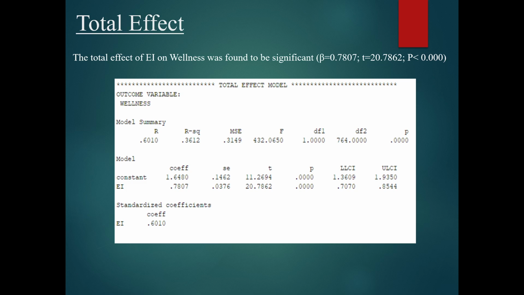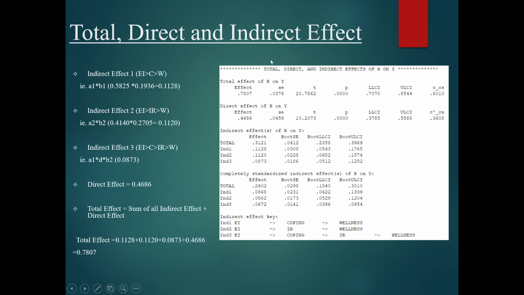So now once we have found this relationship is significant, only then are we supposed to proceed further. If this effect is found to be insignificant, then we have to stop the further process. So our software also gives us the total effect, direct and indirect effect table. So let us discuss the table one by one.